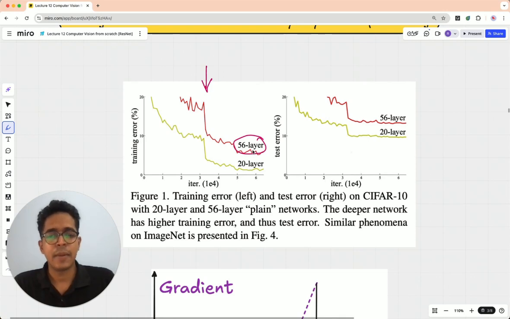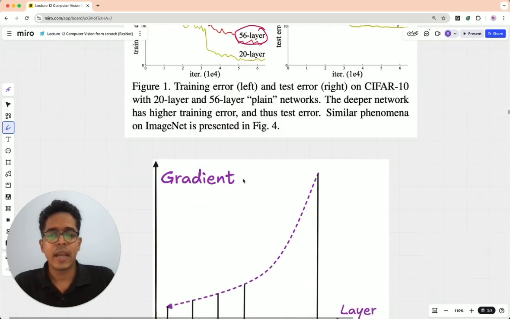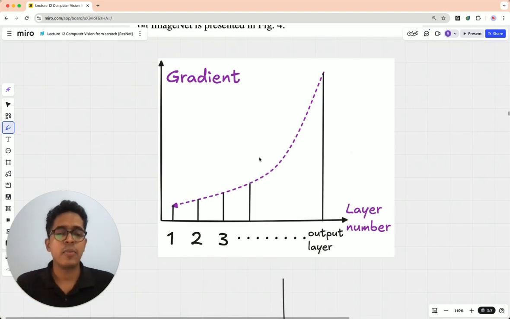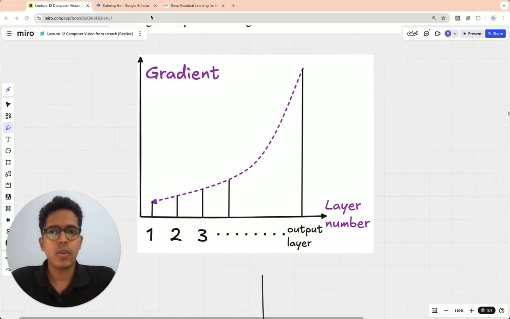And this plot again shows just a visual demonstration of how the magnitude of gradient looks from the first layer to the output layer. The output layer will have higher gradient in general. Initial layers, layer number 1, 2, 3, etc., will have lower magnitude of gradients. So this is the gradient descent visualized. So let's see how ResNet solved this problem.